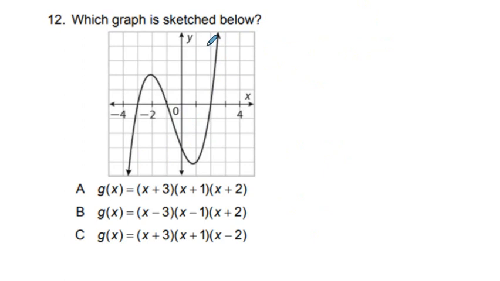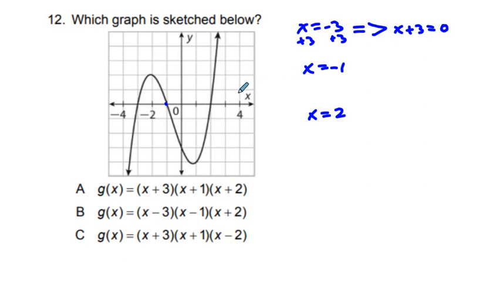Which graph is sketched below? We could graph this in the calculator quite easily, see what it is, but here our zeros are going to be x is equal to -3, x is equal to -1, and finally x is equal to 2. If we solve this for our factors, we set the right side equal to 0. If we add 3 to both sides of the first one, we have x plus 3 is equal to 0. So one of the factors is going to be x plus 3.